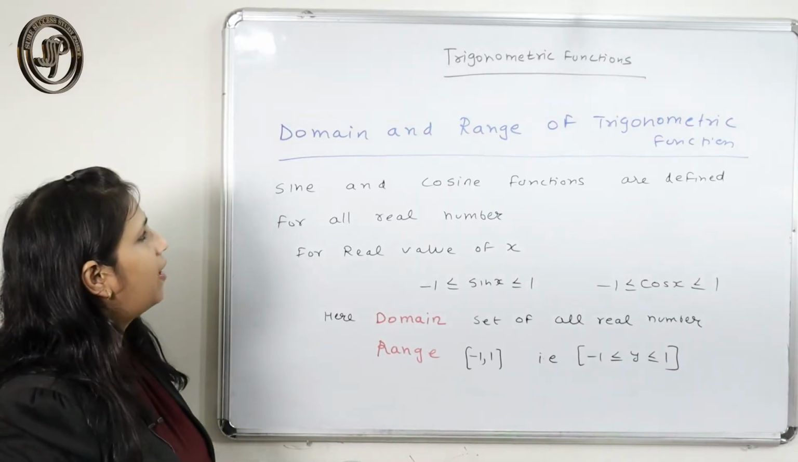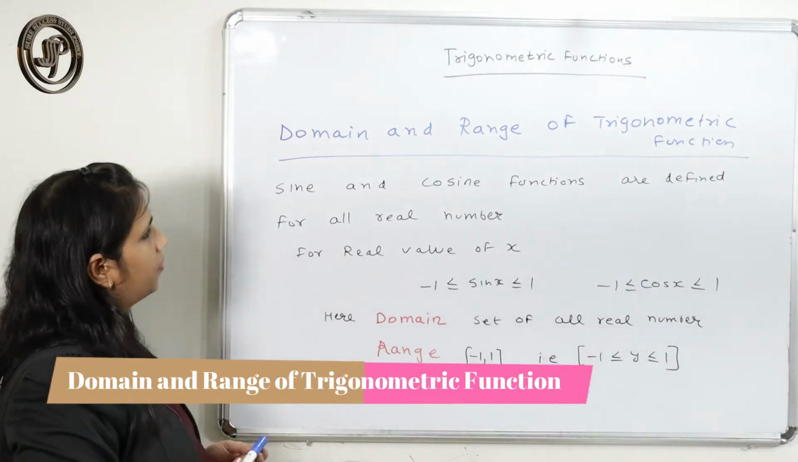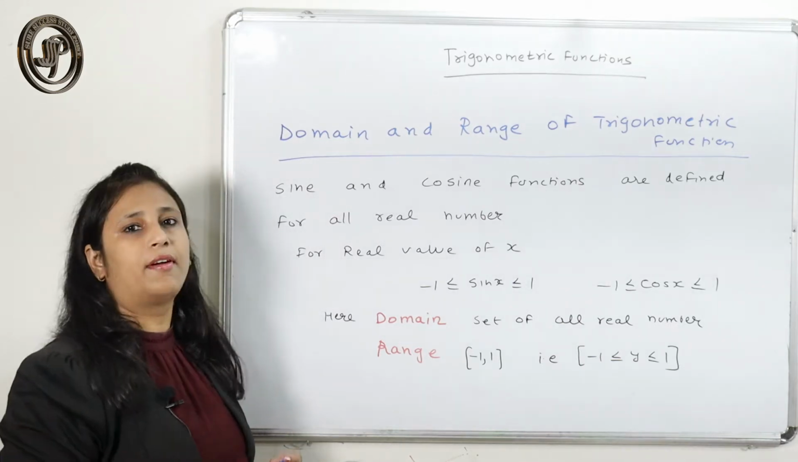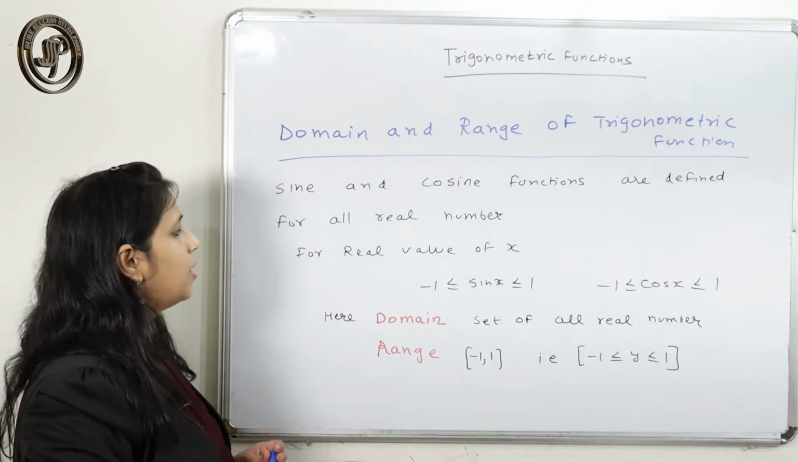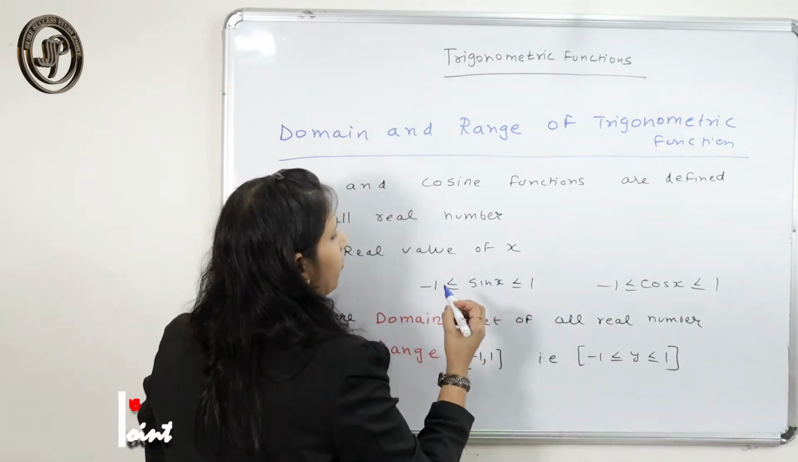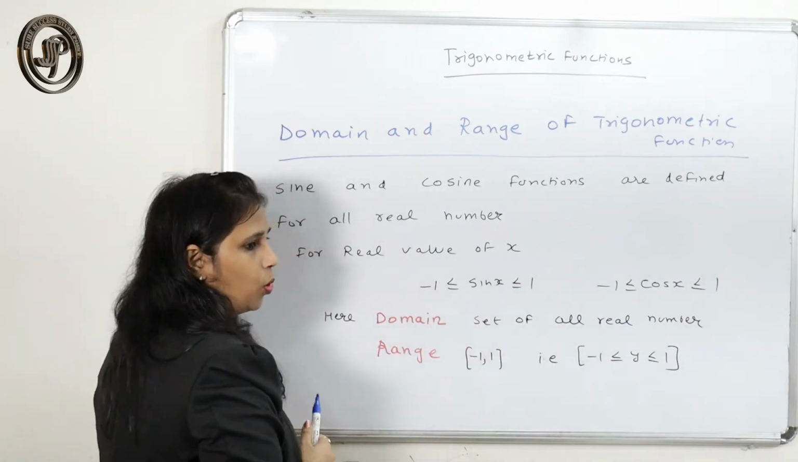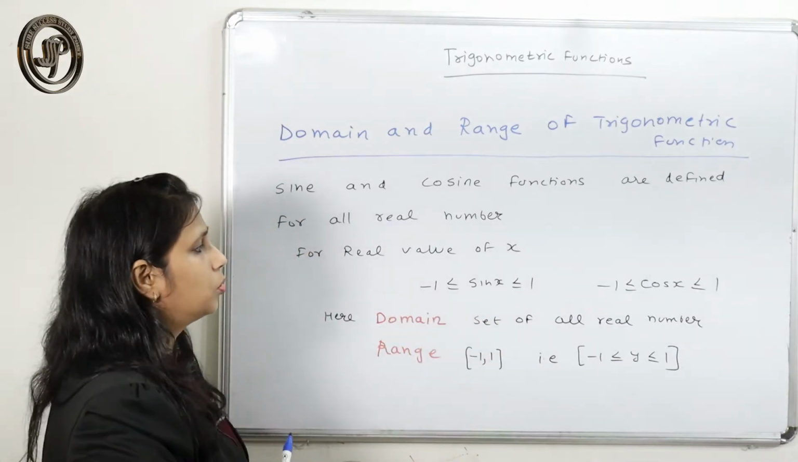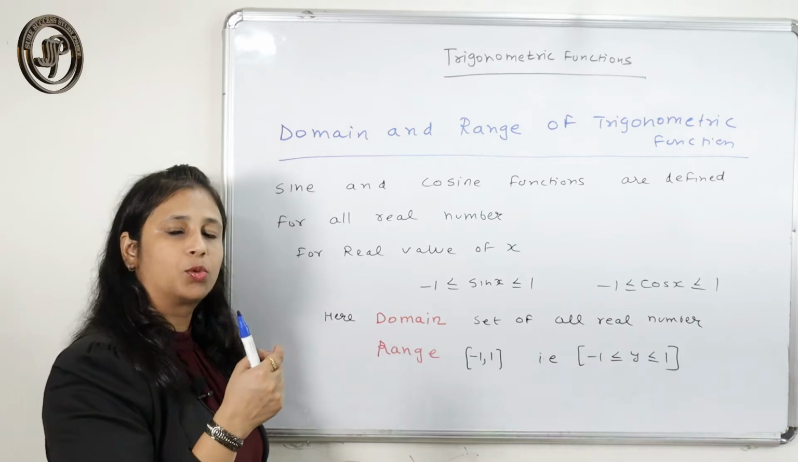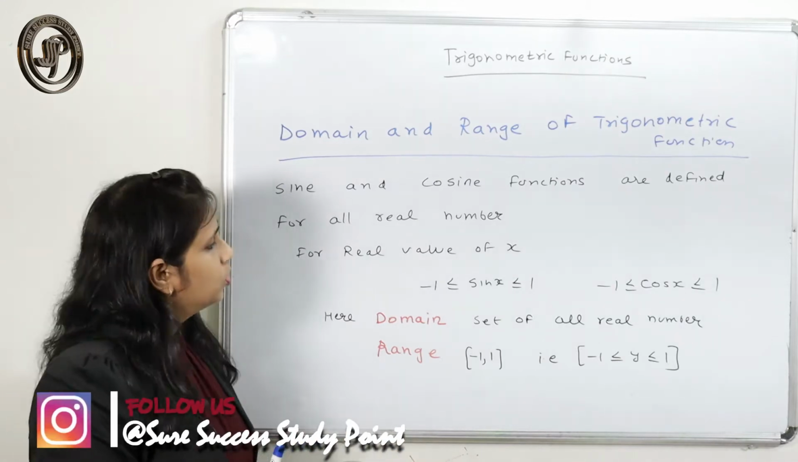So let's start with the domain and range of the trigonometric functions. So what is domain and what is range? We know that the sine and cos functions are defined for all real numbers, meaning that the value of sin x is defined in between -1 to 1, and cos x also. We have seen the different values of sin x, that sometimes it is 0, -1, 1 or 0, and it repeats itself after an interval of 0 to 2 pi.